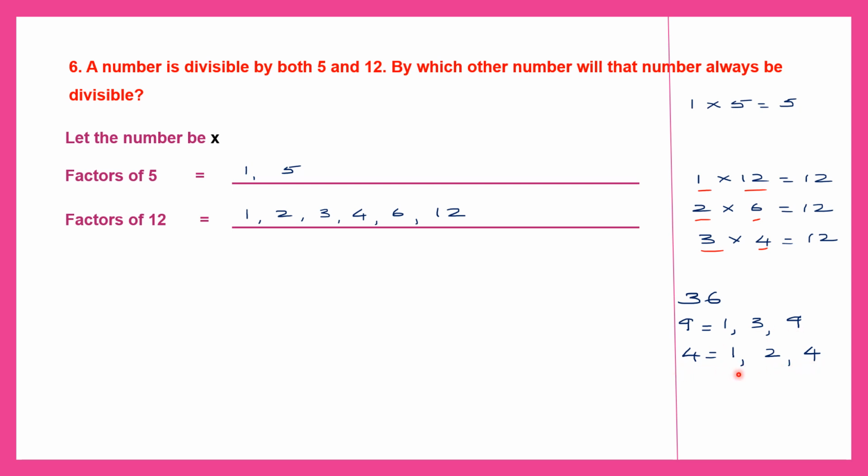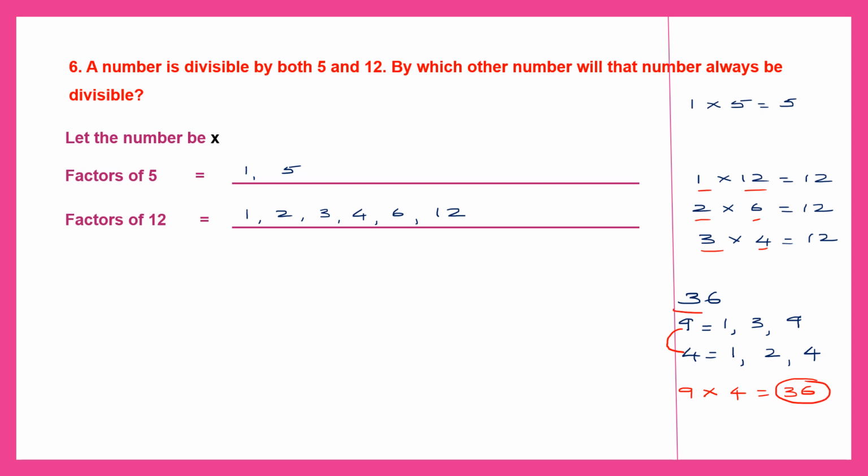Now let's go to the factors of 4. It is divisible by 1. 1 into 36 is 36. What about 2? 2 into 18 is 36. What about 4? 4 into 9 is 36. That means this number 36, if I say that it is divisible by 9 and 4, it is also divisible by the factors of 9 and the factors of 4. Now, it is also divisible by the product of 9 and 4. The product of 9 and 4 is 36. It is divisible also by 36.